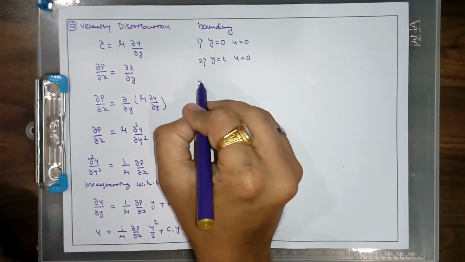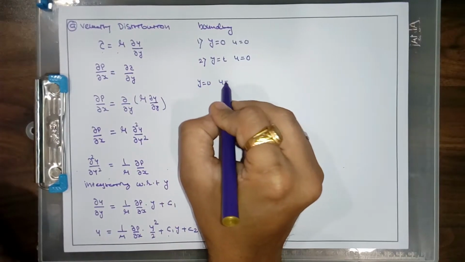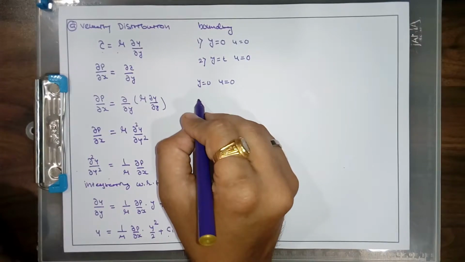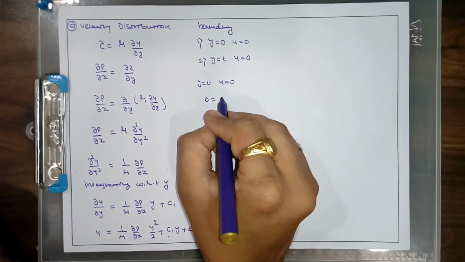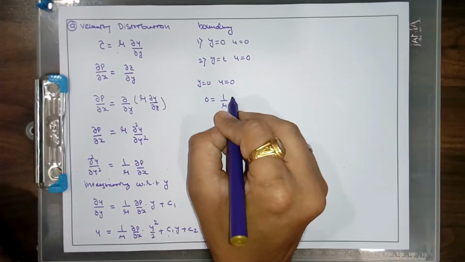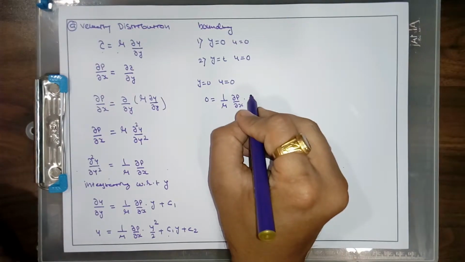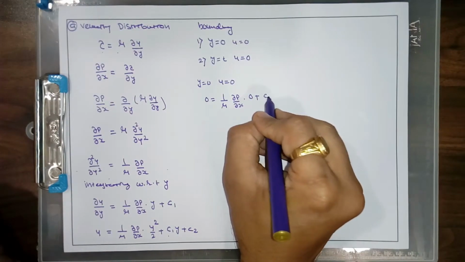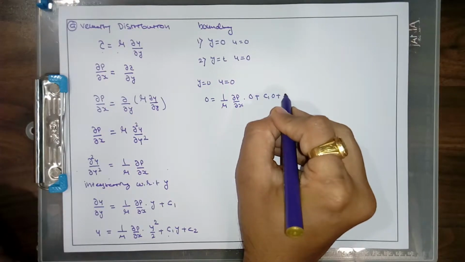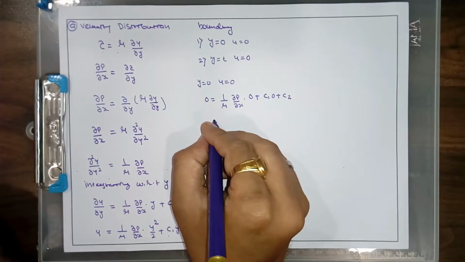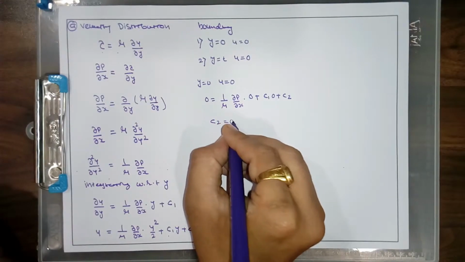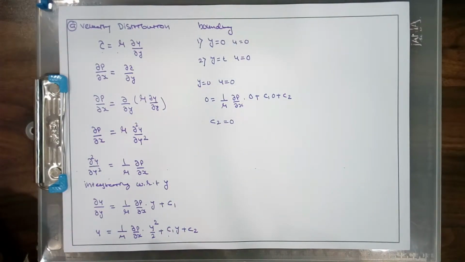First, when y equals 0, u equals 0, so we get 0 equals 1 upon mu del p by del x into y, which is 0, plus c1 into 0 plus c2. So finally we get c2 equals 0 from the first boundary condition.